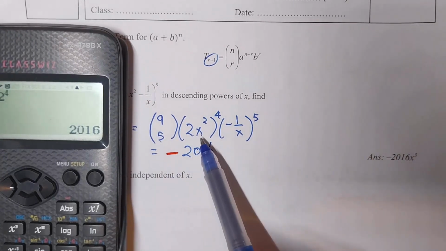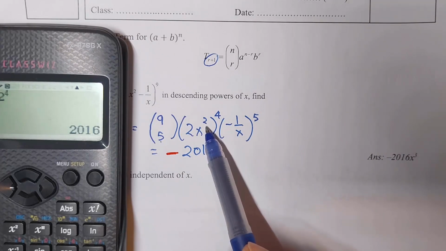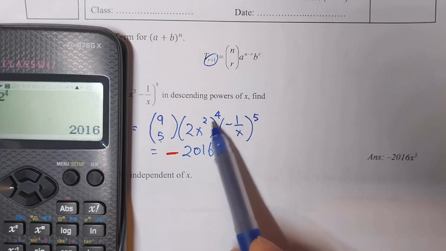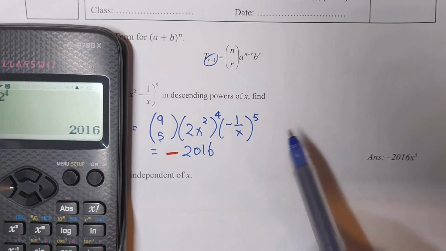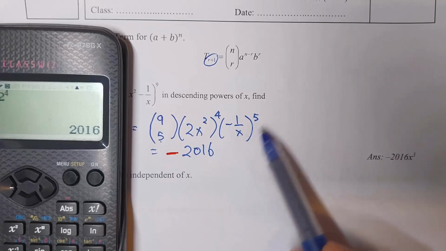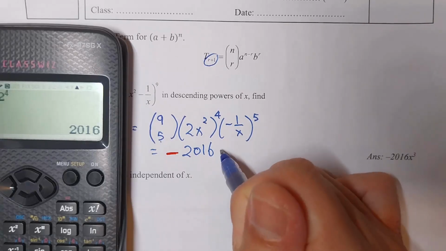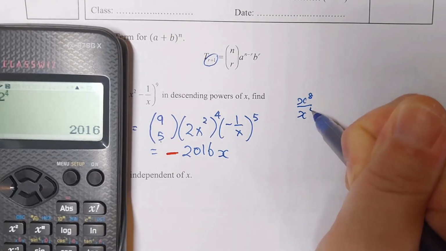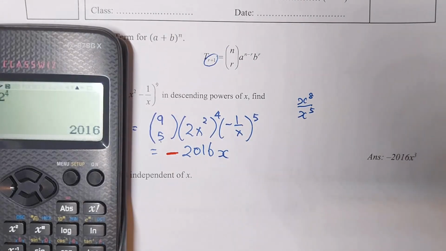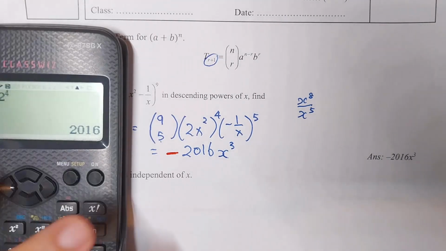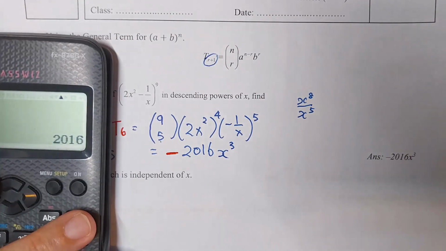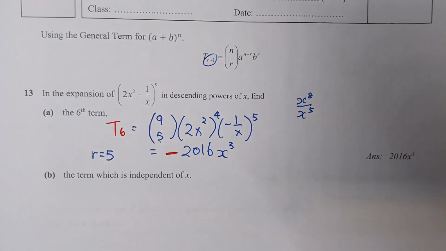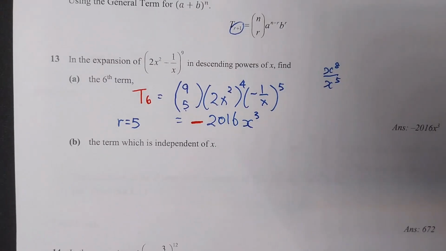And what is the x power? So using law of indices, we have power 8 here at the numerator. We have power 5 here at the denominator. So power 8 minus power 5, we will have power 3 at the numerator. All right. So that's how we find the 6th term. We do not need to expand the whole binomial expansion.